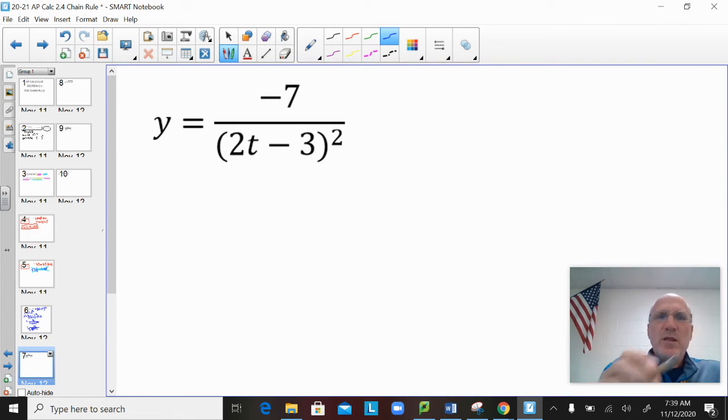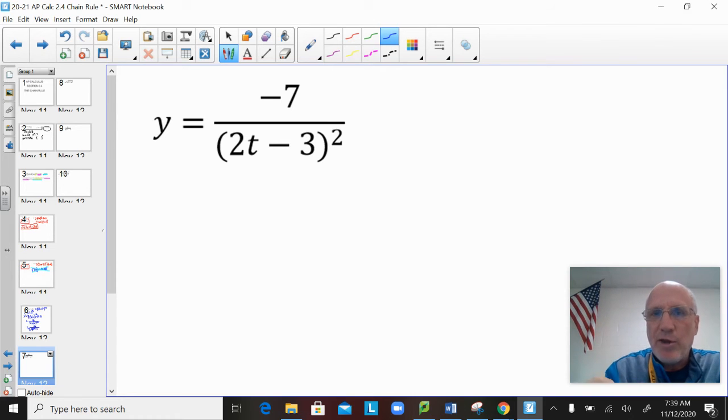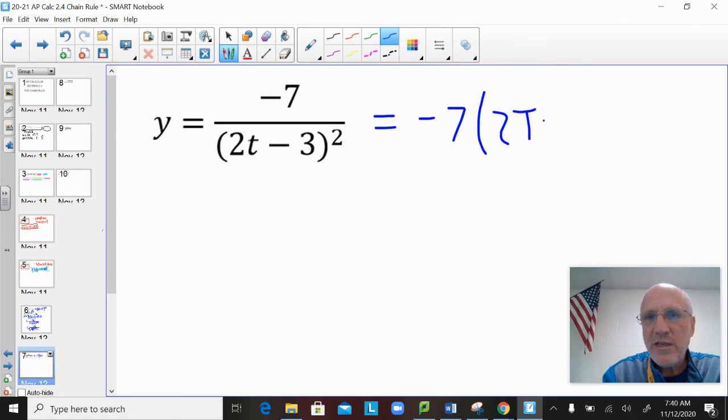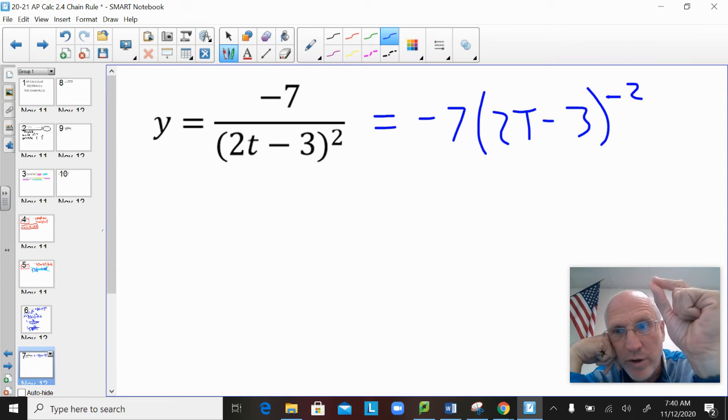This one kind of looks like a quotient, but you may recall when we did the quotient rule, I said, hey, if one of the parts of the quotient is just a number, it might be easier to not quotient rule it. So I would argue that this one, while we could quotient rule it, is going to be easier if I rewrite this as negative 7 times 2t minus 3 to the negative second. I didn't take the derivative yet, just rewrote it.